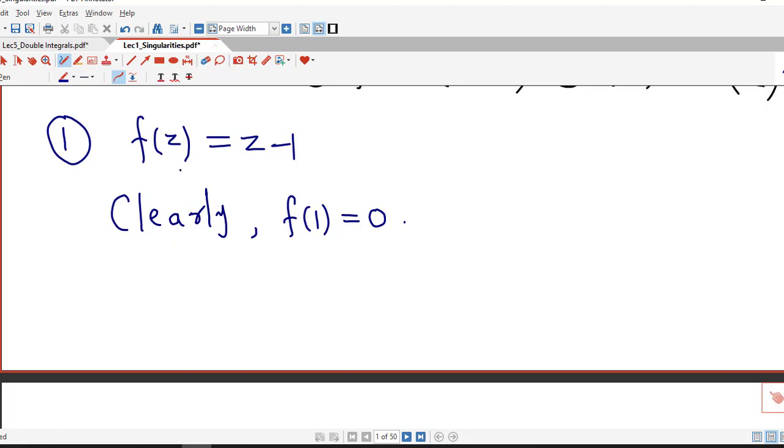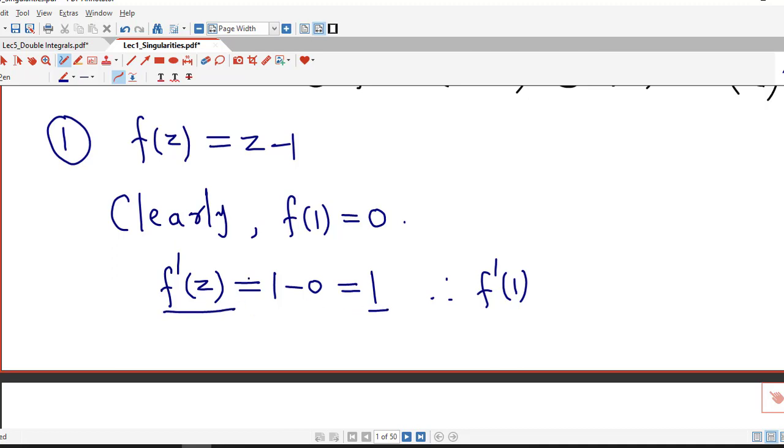Now to decide the order of this zero, we first have to find the first derivative of this function. So the derivative of z minus 1 is: the derivative of z is 1 and the derivative of 1 is 0, which is 1. We are interested in the derivative at z equal to 1. The value of this derivative is 1 at every point z, so at z equal to 1 also it is 1. So here the first derivative is non-zero.